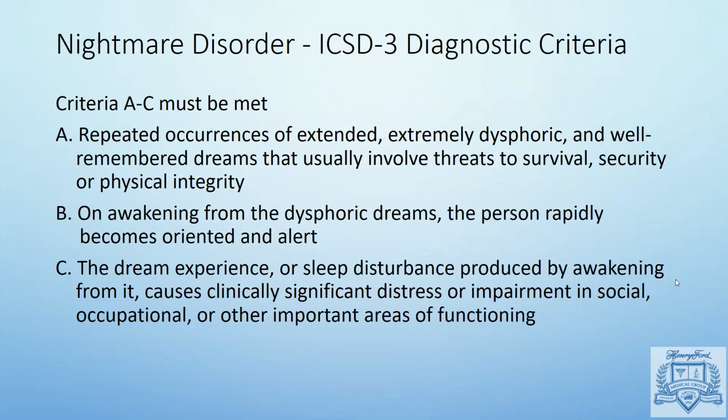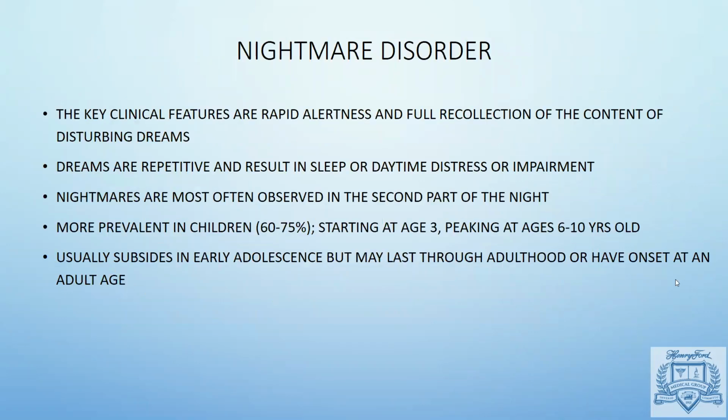Nightmares. We all know what nightmares are, but there is a diagnostic criterion for nightmares. Essentially they are repeated occurrences of extremely dysphoric, unpleasant dreams. The key differentiating feature between nightmares and night terrors, since it can sometimes get confusing, is that night terrors occur during non-REM, while nightmares occur during REM sleep. And once they're awake, they've got rapid alertness and are able to recollect exactly what happened during the night.